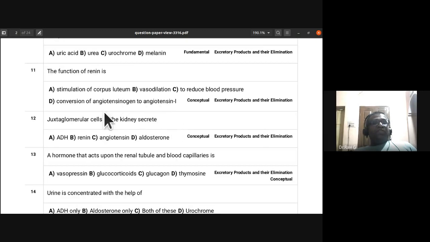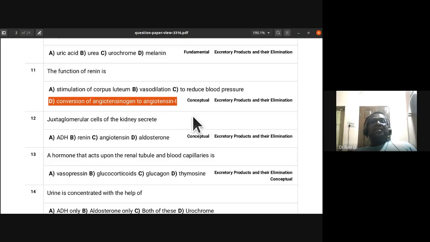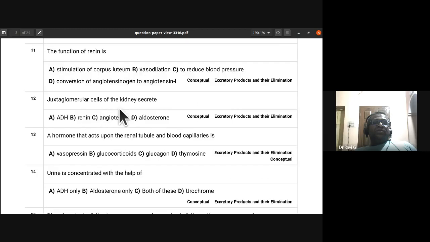The function of renin is conversion of angiotensinogen to angiotensin. So it is inactive form to active form. That is what the function of renin is. So juxtaglomerular cells of the kidney secrete renin. So remember, juxtaglomerular cells of the kidney secrete renin.